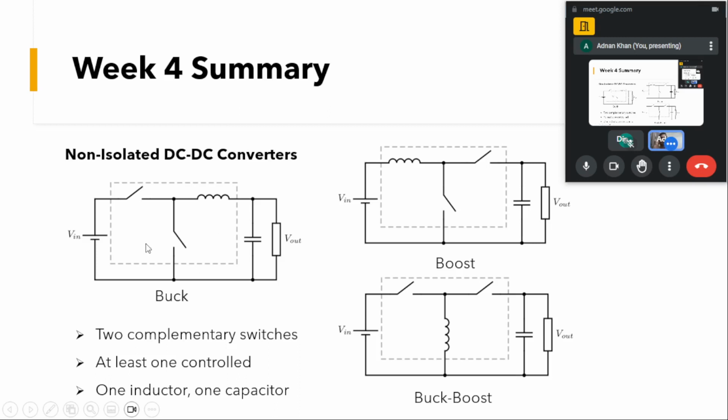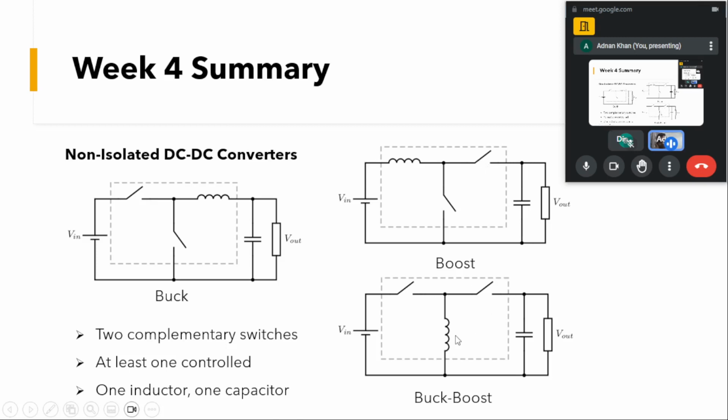And if on this second device there is also a controllable switch, then this is known as the synchronous buck. Similarly, in the boost, the switch on the middle leg is the controllable device, and this device can be a diode. And this can be a diode, and this can also be a controllable switch like a MOSFET or any other device.